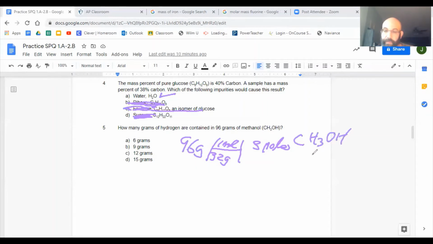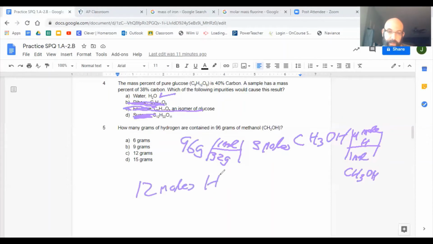Okay. Well, if we look at this, for every 1 mole of methanol, we have 4 moles of H, right? 1, 2, 3, 4. So in 3 moles of methanol, we actually have 12 moles of hydrogen. And if we want to know how many grams of hydrogen there are, since hydrogen has a molar mass of 1, 12 moles equals 12 grams, and the answer is C.